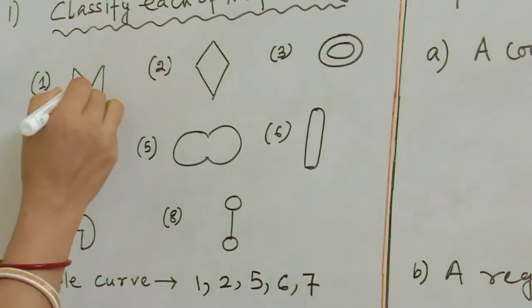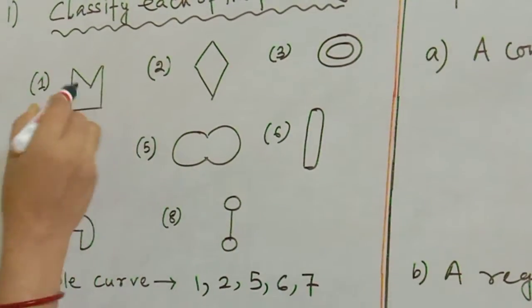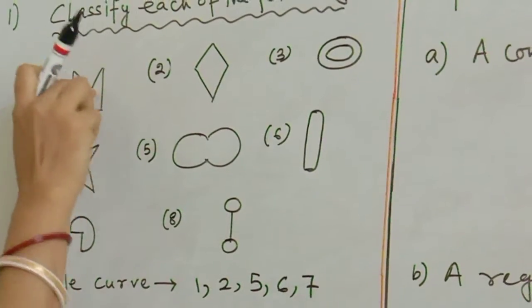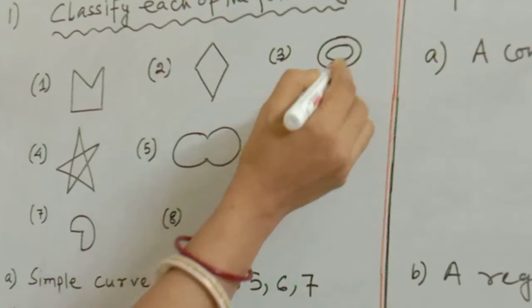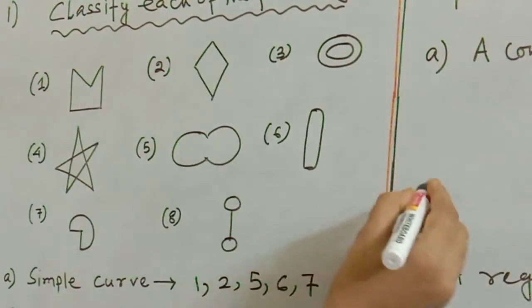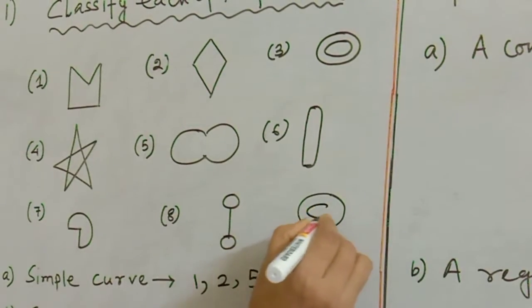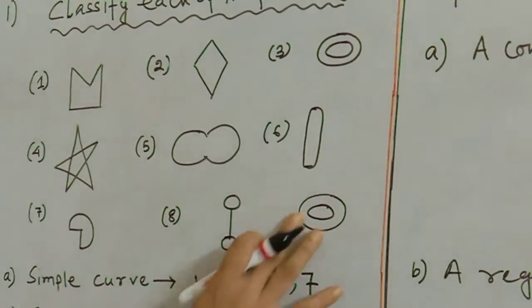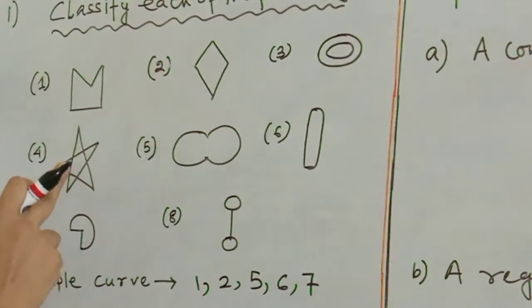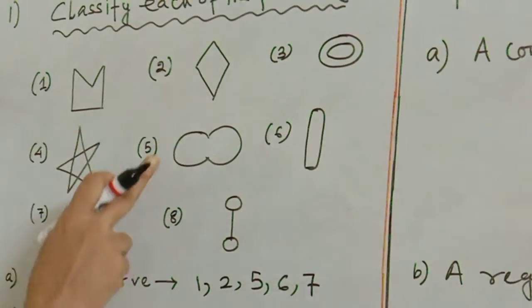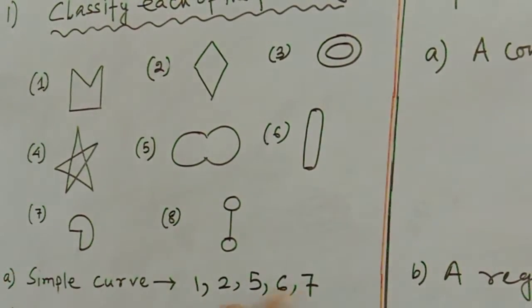1 is a simple curve because you can draw it without lifting the pen, and there is no intersection of the lines either. 1, 2, 5: if you draw this, you have to lift the pencil. First for this circle and then for the second one you need to lift the pencil. That's why it is not a simple curve. This one also has intersection points. This is a simple curve. 5, then 6, then 7. So these are simple curves.